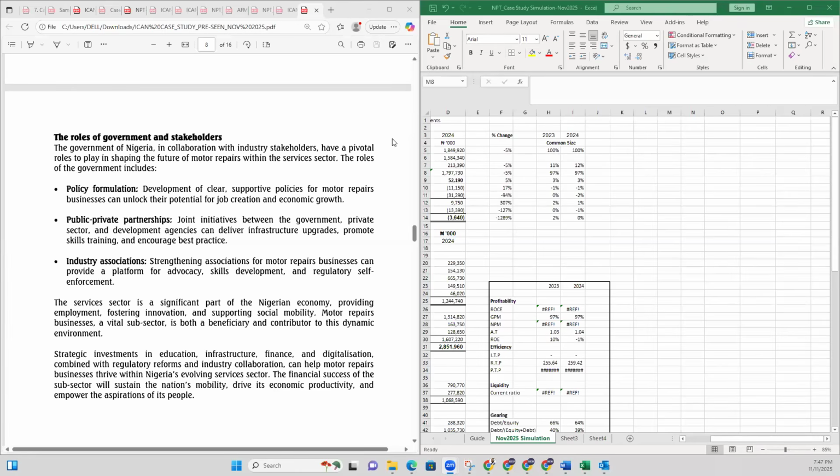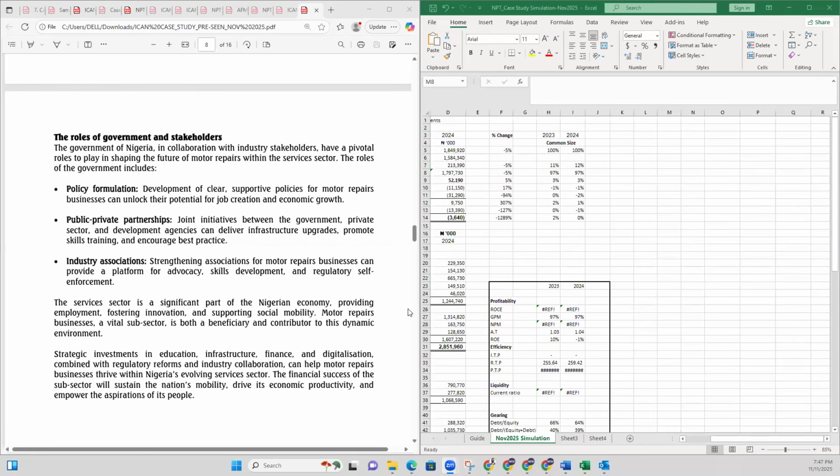Public-private partnerships. Joint initiatives between the government, private sector, and development agencies can deliver infrastructure upgrades, promote skills training, and encourage best practice. Industry associations. Strengthening associations for motor repairs businesses can provide a platform for advocacy, skills development, and regulatory self-enforcement.